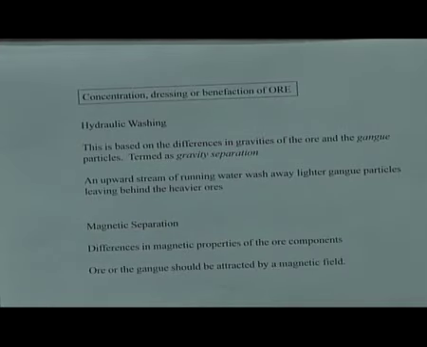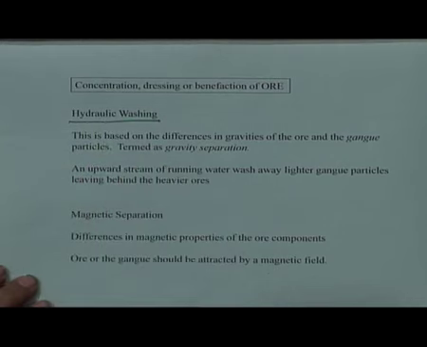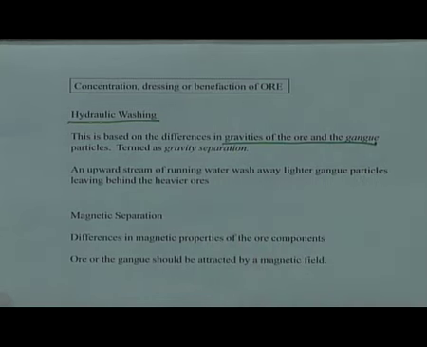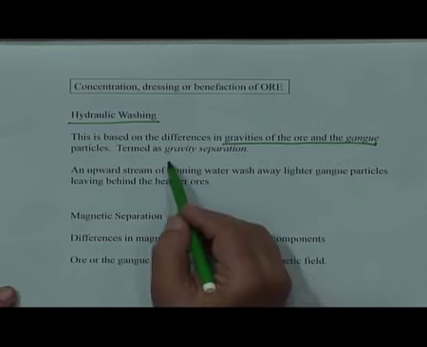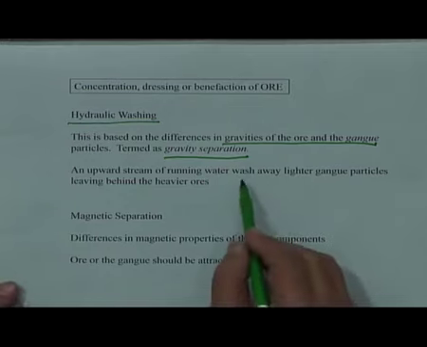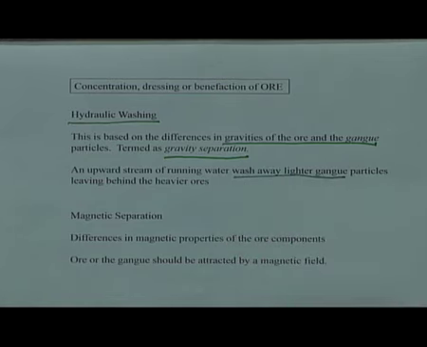Now, the easiest way to concentrate can be washing. It is called hydraulic washing. The principle of this method is the difference in the gravities of the ore and the gangue. This is also called gravity separation. What is done in this procedure? An upward stream of running water is applied to the impure ore, and the running water washes away the lighter gangue particles, leaving behind the heavier ones.